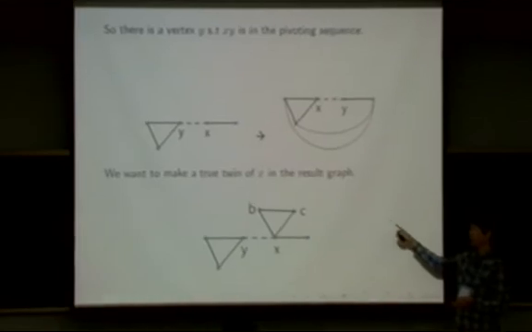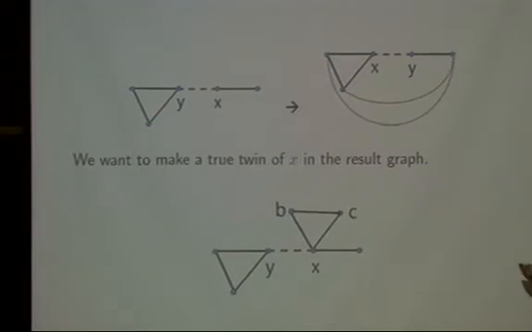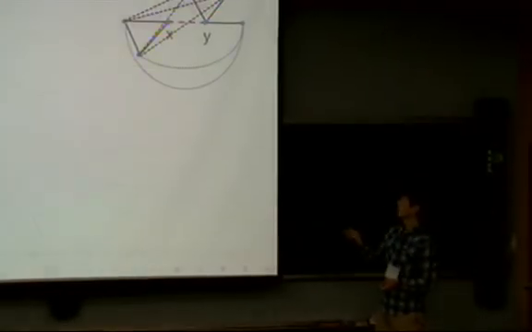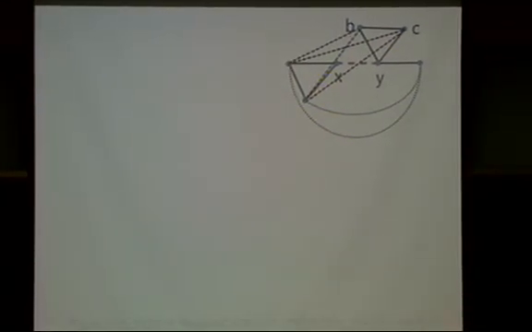We want to make a true twin of X in the resulting graph. How do we get it? You add the vertices B and C and make a triangle, and you pivot the edge XY. Then in this picture, since B and C are adjacent to X but not Y, B and C will be adjacent to all of the neighborhood of Y by the definition of pivoting. So the picture looks like this, and X, Y are swapped.